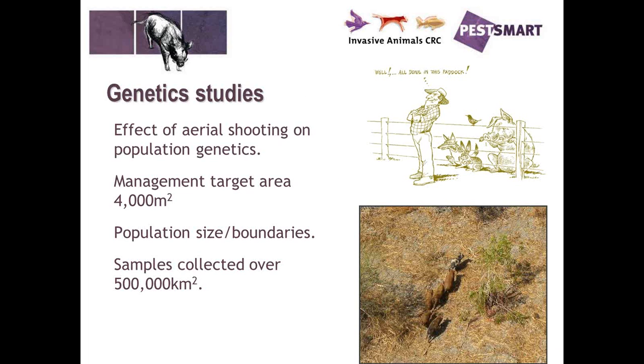So the genetic studies. We wanted to determine the effect of aerial shooting on population genetics of feral pigs. So we selected a management area that was 4,000 square metres, which was undertaken in Queensland actually. And we wanted to determine the population size of feral pigs out there, the genetic population size I should say, and whether there are any boundaries, so what limits pigs from dispersing throughout the landscape. But we also collected samples over 500,000 square kilometres to determine whether those population boundaries exceeded the 4,000 square metre mark.